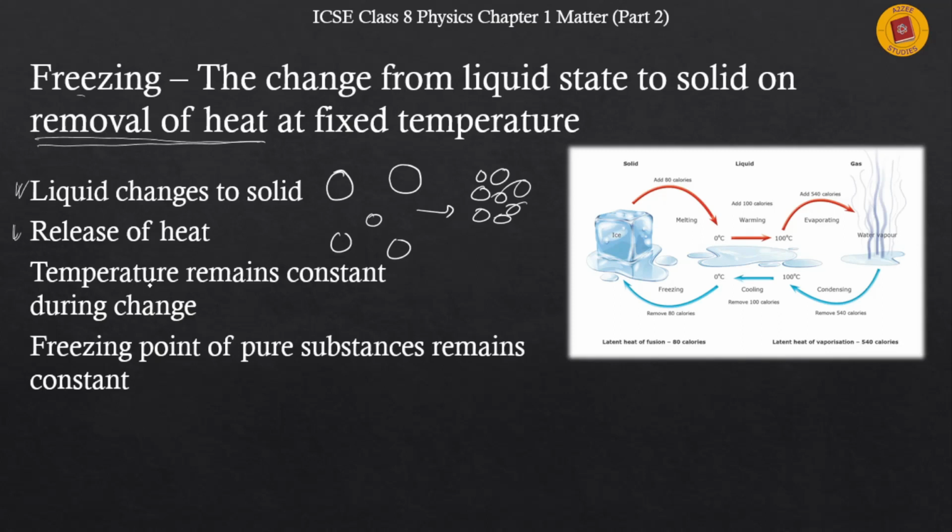Okay. Temperature remains constant during the change, as we have known earlier. This is the latent heat of fusion. There is no change in temperature. The heat that we are extracting is due to the change in kinetic energy. Freezing point of pure substances remains constant. Again, if we take pure water and freeze it, it will always be 0 degree centigrade.